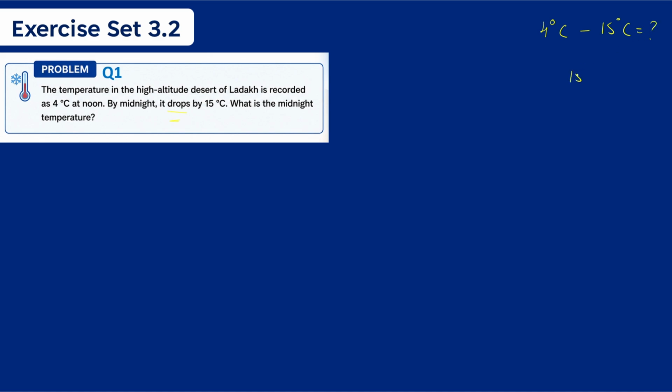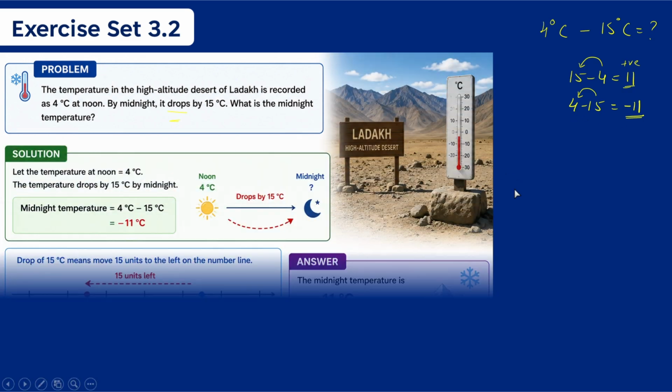We know that 15 take away 4 is 11, and the other way around, 4 take away 15 is negative 11. So whenever you're subtracting a larger number from a smaller one, the response is always negative. And whenever you're subtracting a smaller number from a larger one, the response is positive. Because in this question we are subtracting a larger number, which is 15, from 4, which is a smaller value, you get the response as negative 11.